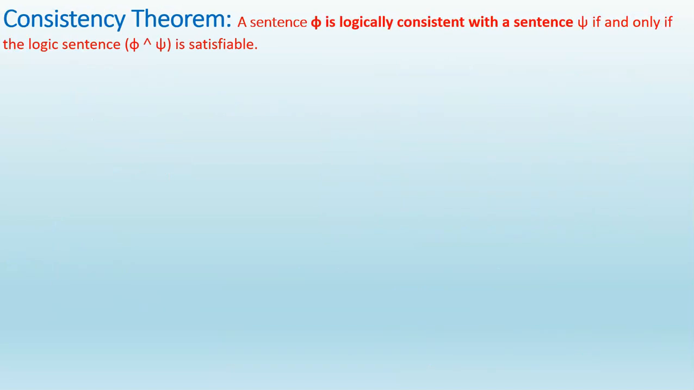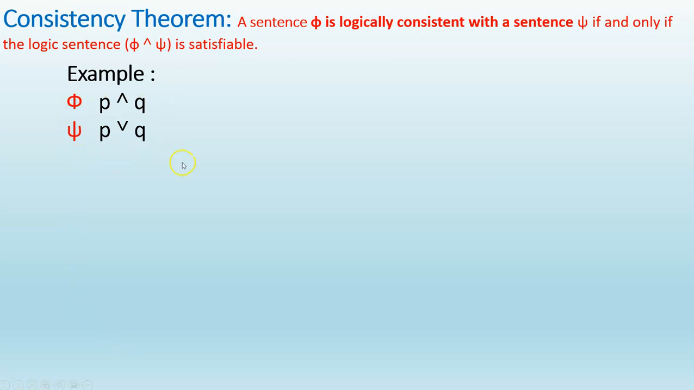Okay, so I'm going to talk about the consistency theorem. A sentence phi is logically consistent with a sentence psi if and only if the logical sentence phi and psi is satisfiable. Think about that. Logically consistent means there's at least one truth assignment that makes them both true, or both satisfied, at the same time. And that's what we mean by satisfying the conjunction. They're both true, at least for one truth assignment. So this one seems a little more obvious to me. I'm not sure. Let's use an example nonetheless.